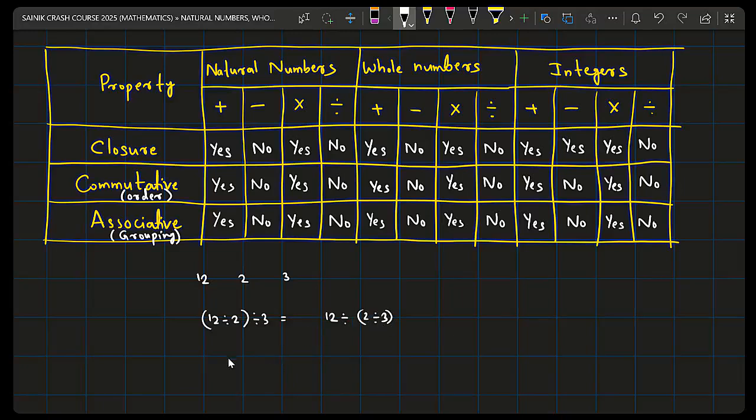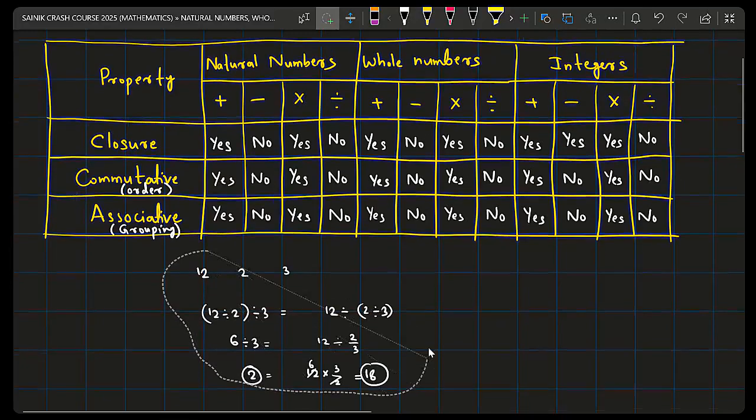Okay. So first, the bracket we need to simplify. 12 divided by 2 is 6, divided by 3. And 6 divided by 3 gives the answer 2. And with the fraction, division becomes multiplication, this becomes 12 times 3 by 2, which is 18. Do you think 2 and 18 are equal? No, sir. That's why it is not satisfied.